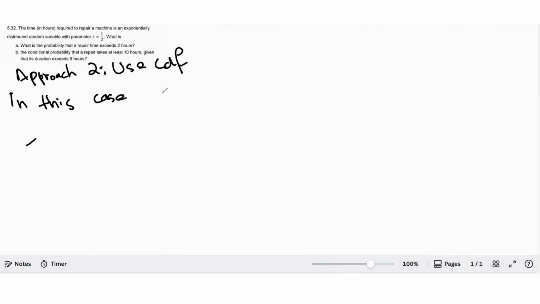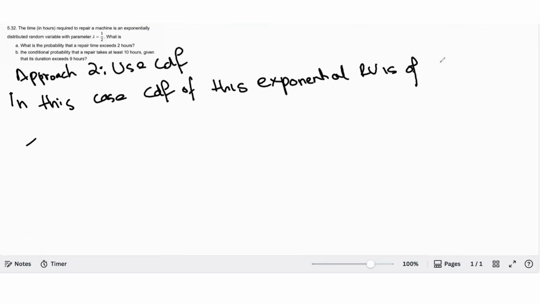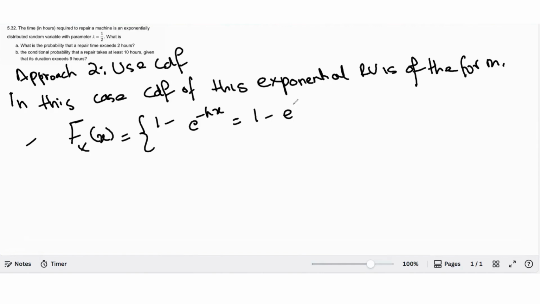In this case, the PDF of this exponential random variable is of the form given. So the CDF is of this form: F_X(x) is 1 minus e to the power minus lambda x, which would just be 1 minus e to the power minus 1 by 2x for x greater than or equal to 0, and 0 otherwise. So, probability X is greater than 2.